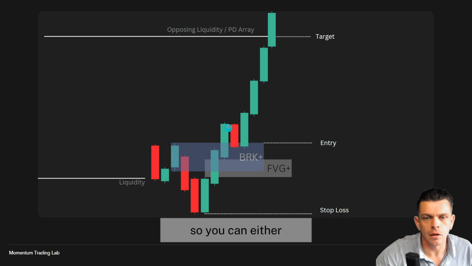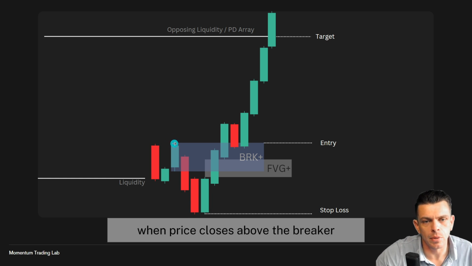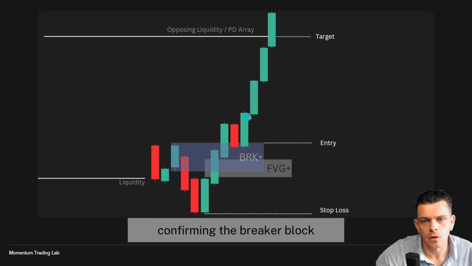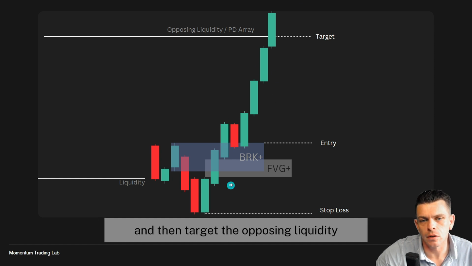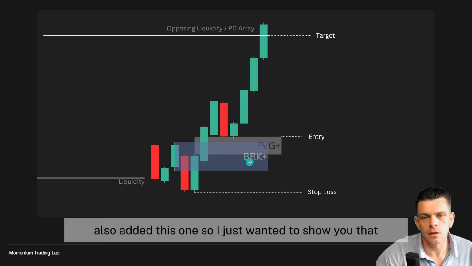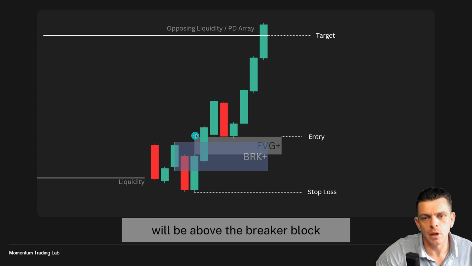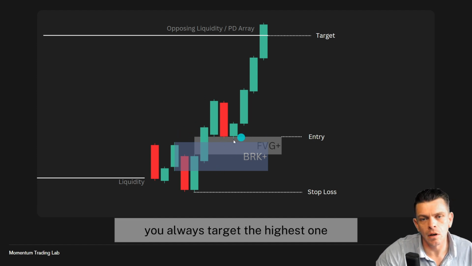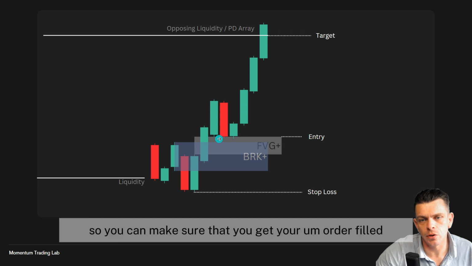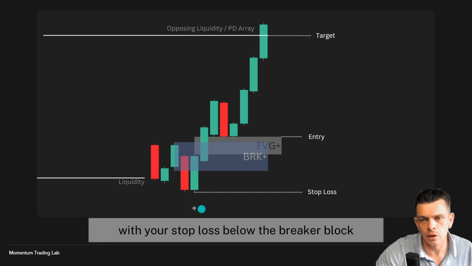So you can either enter the long position when price closes above the breaker, confirming the breaker block, or you can wait for a retrace into the breaker block and then target the opposing liquidity. Also added this one, so I just wanted to show you that sometimes the fair value gap will be above the breaker block, and that is also valid. You always target the highest one, so you can make sure that you get your order filled. So entry in the fair value gap with your stop loss below the breaker block.